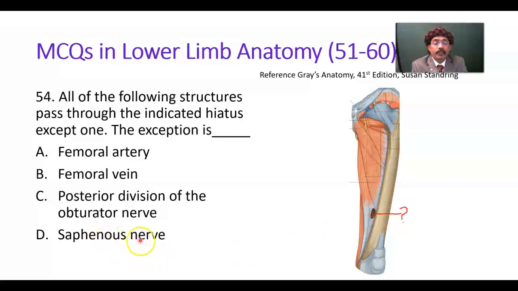Okay, the saphenous nerve does not go through the adductor hiatus. This is the muscle, the adductor magnus. It has a gap, the big gap, which is the adductor hiatus, and it does not transmit the saphenous nerve. But these three are transmitted. The femoral artery goes to the popliteal fossa to become the popliteal artery. The popliteal vein ascends through that and becomes the femoral vein. Okay.